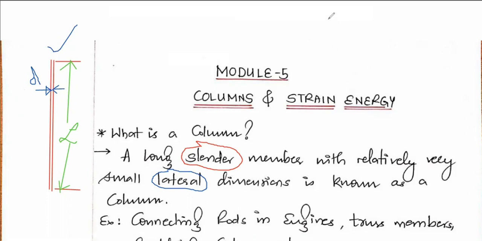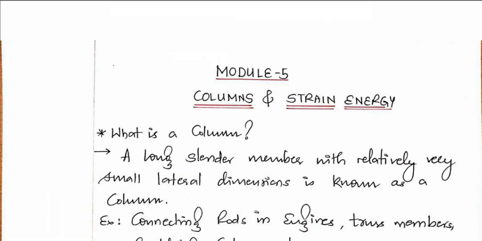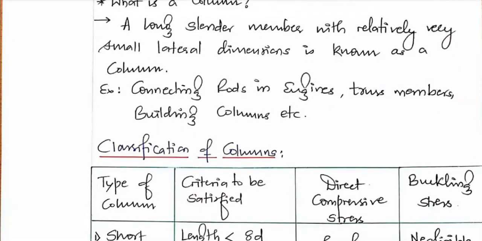So let us see what are the examples where we can call them a column. I have listed a few examples for you. The first example is connecting rods in engines, truss members, building columns, etc. Every mechanical engineer knows how a connecting rod looks in the engine; you have studied it in your elements of mechanical engineering. Its length will be relatively more when compared to its cross-sectional dimensions, and that is the reason you can consider it in the category of a column.